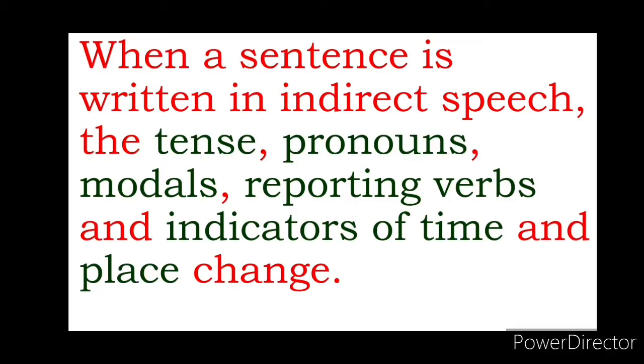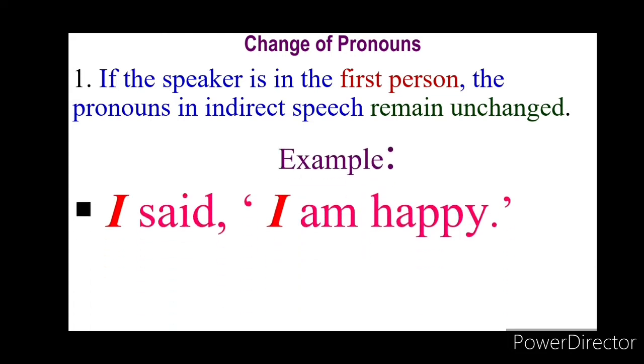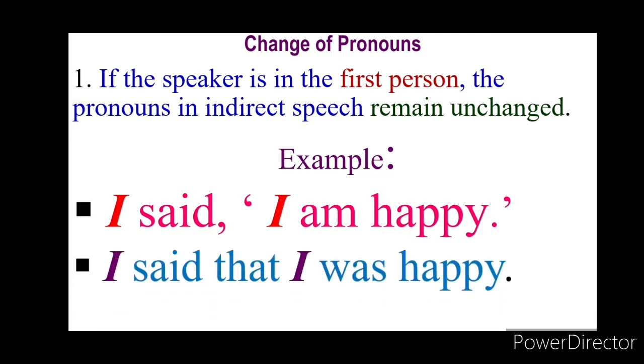When a sentence is written in indirect speech, the tense, pronouns, modals, reporting verbs, and indicators of time and place change. Change of pronouns. If the speaker is in the first person, the pronouns in indirect speech remain unchanged. Example: I said I am happy. In indirect speech, it will be I said that I was happy. So, the first person I remains unchanged.